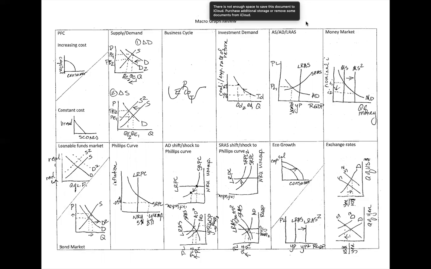This curve, the AS, should be short-run aggregate supply, aggregate demand, and long-run aggregate supply. Remember, the horizontal axis is real GDP. Vertical axis is price level. As always, aggregate demand is downward sloping. Short-run aggregate supply is upward sloping. And long-run aggregate supply is vertical.